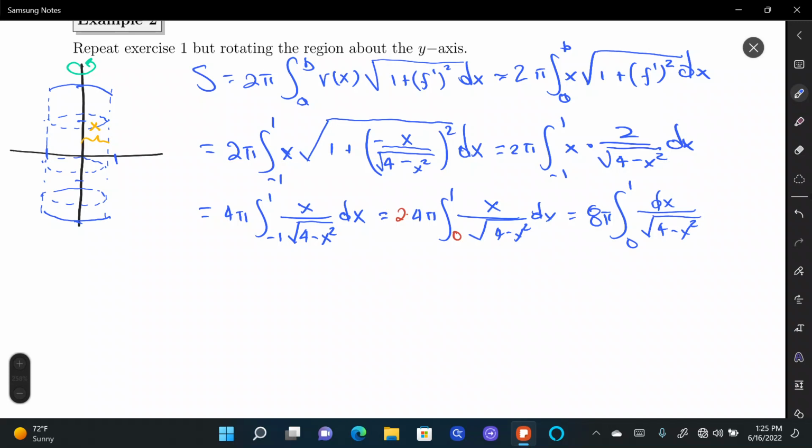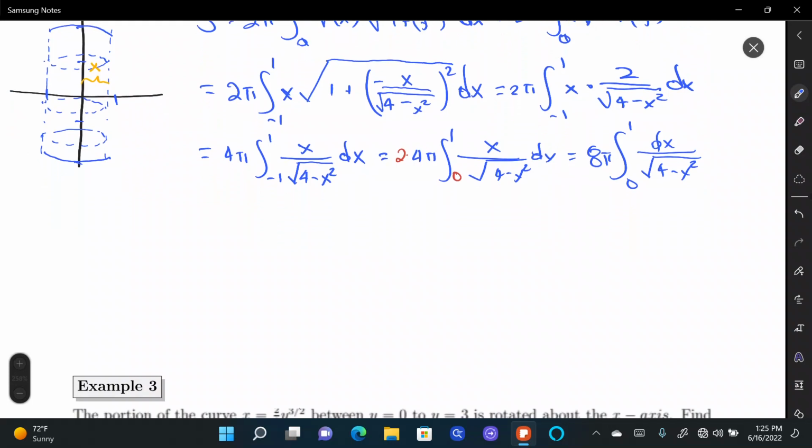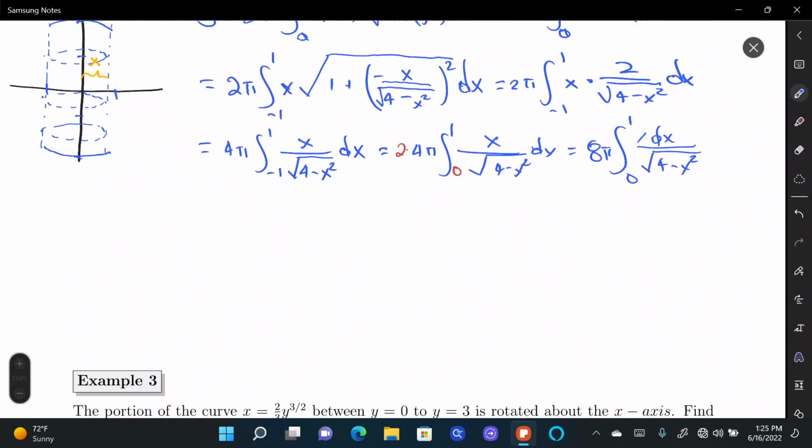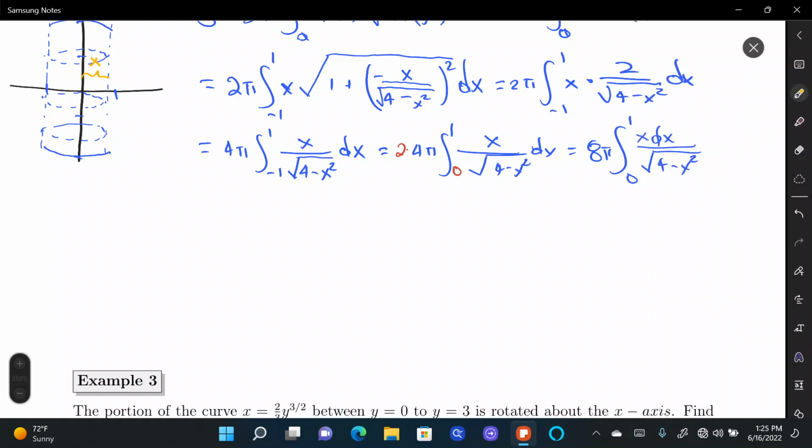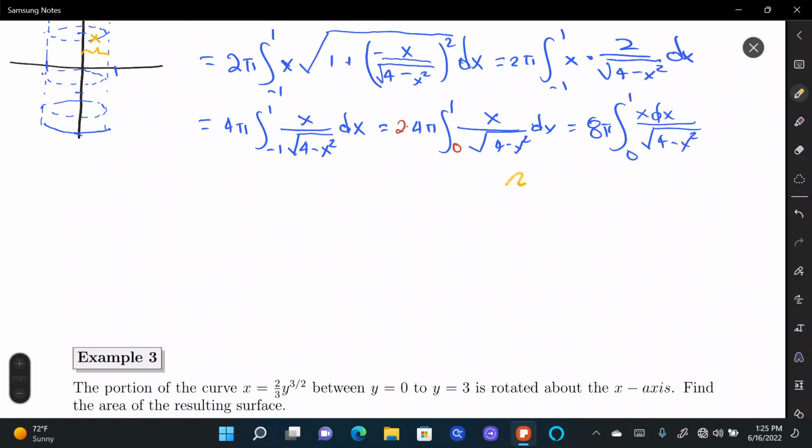Okay, so here is where we're going to do the u substitution part. I'm using the x. U sub. So u equals 4 minus x squared, du equals -2x dx.